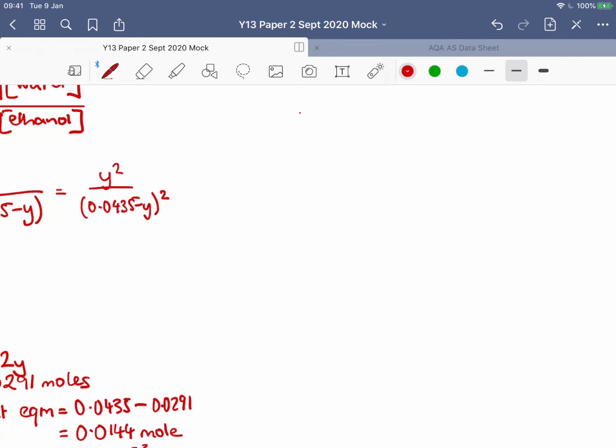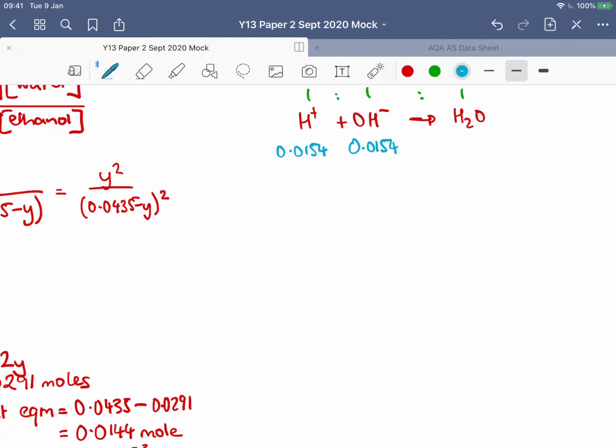So H+ + OH- goes to H2O, right? That's our neutralization reaction, and it's a 1-to-1 ratio. And we now know that we have 0.0154 moles of the H+ ion. So that means we will need 0.0154 moles of the OH- ions.